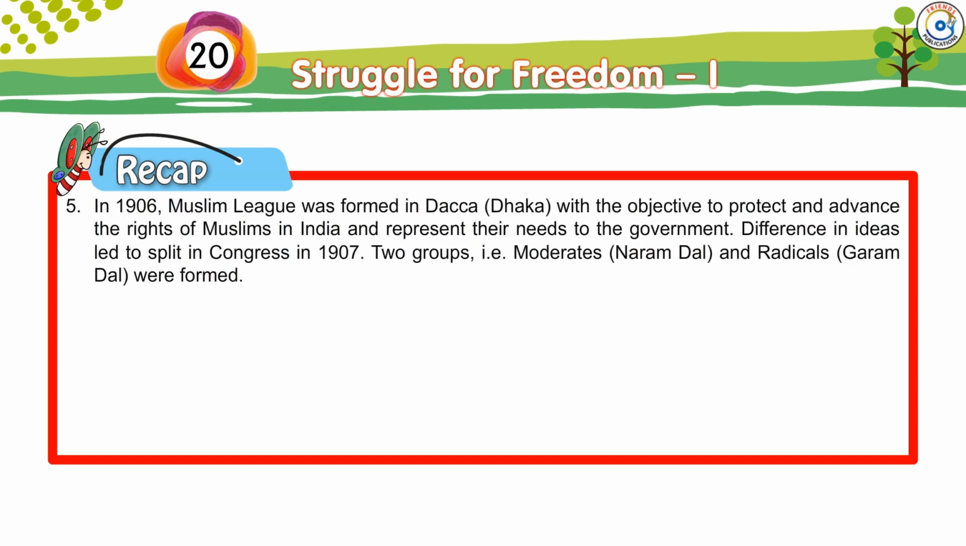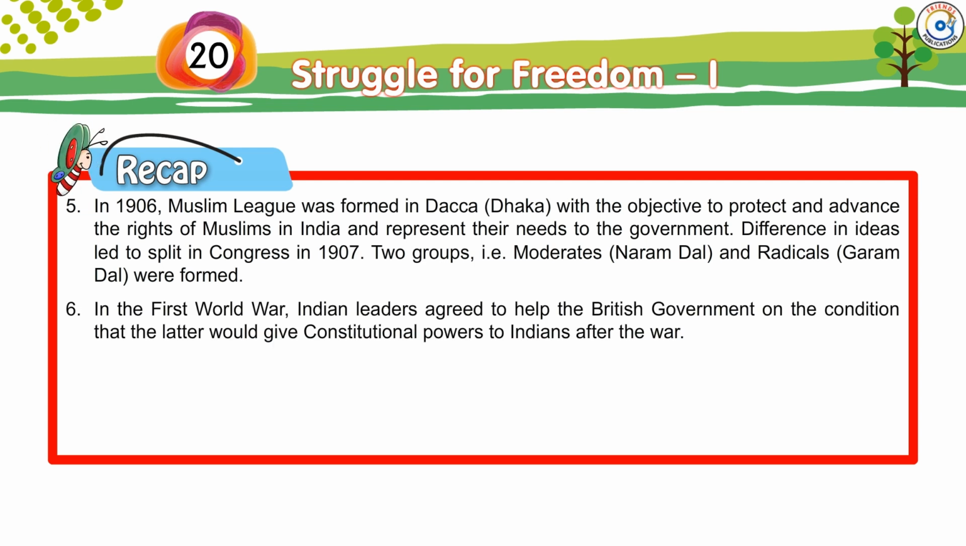In 1906, Muslim League was formed in Dhaka with the objective to protect and advance the rights of Muslims in India and represent their needs to the government. Difference in ideas led to split in Congress in 1907. Two groups, that is moderates, Naram Dal, and radicals, Garam Dal, were formed. In the First World War, Indian leaders agreed to help the British government on the condition that the latter would give constitutional powers to Indians after the war.